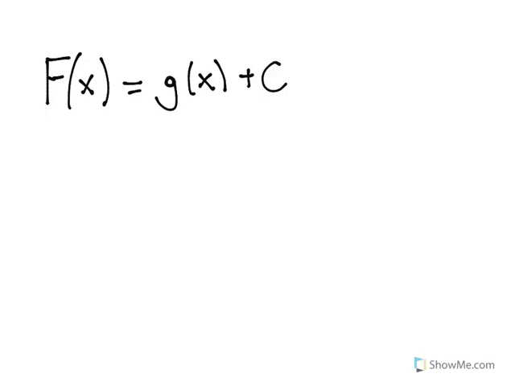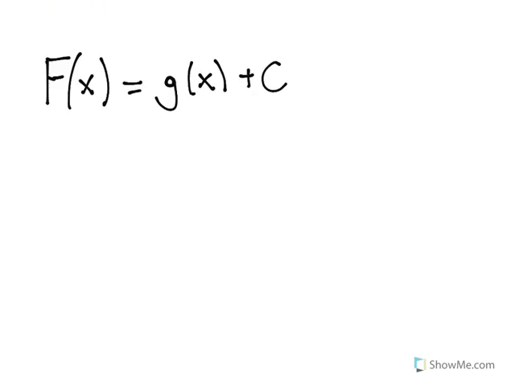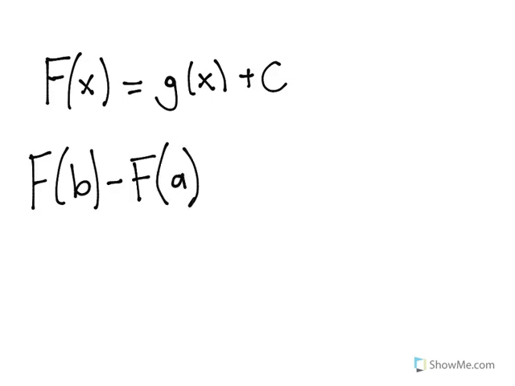Okay, now what we're going to look at is, if you look at the result up here, on the right side of the equation, it talks about capital letter F of b minus capital letter F of a. And so we're going to look at F of b minus F of a and just see what that is equal to, based on knowing that capital letter F is equal to g of x plus c. So let's just look at capital letter F of b minus capital letter F of a and see what we can come up with.